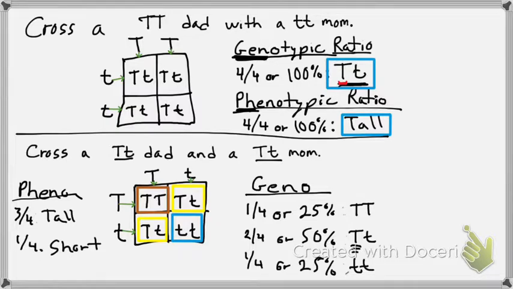Remember that these are just percentages, so if these people have 4 children, it isn't a guarantee that 3 will be tall and 1 will be short. All 4 could be short. These probabilities only work out over hundreds of thousands of permutations. So if these people had 1 million children, you could pretty safely say about 750,000 would be tall and about 250,000 would be short.